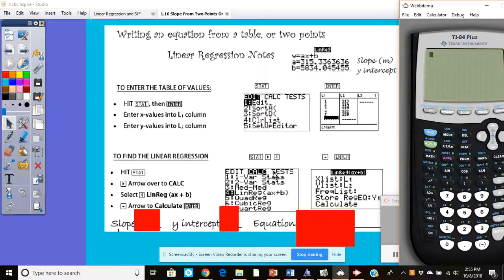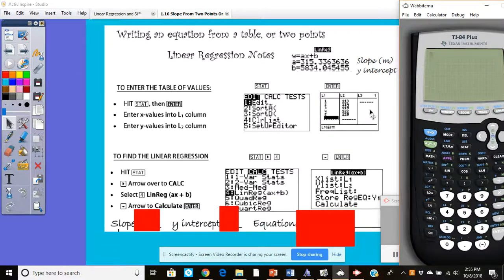This video is for your linear regression notes, and I'm going to show you how to use two ordered pairs to get the slope and the y-intercept so that you can write an equation in slope-intercept form. The steps to do this are listed at the top of the page.